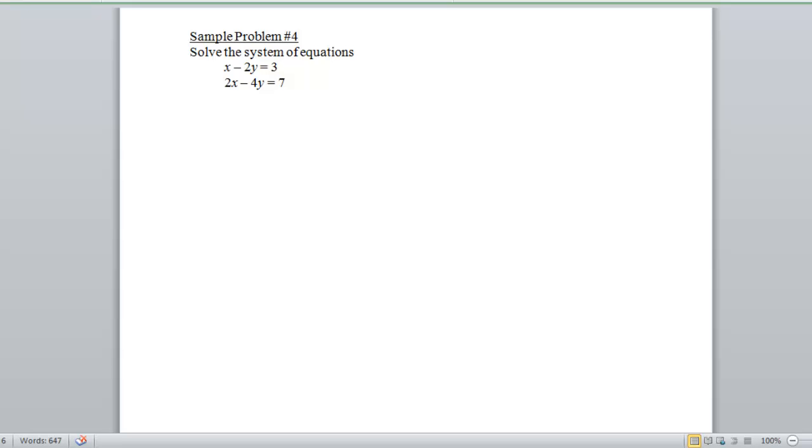Now, what if you didn't choose substitution? Well, that's quite alright. Linear combination would work here just as well. So I'm actually going to work both methods for you so that you can see that they're going to come out with the same answer regardless, even though the way that they're worked may not necessarily look the same. So let's take a look at the substitution method.